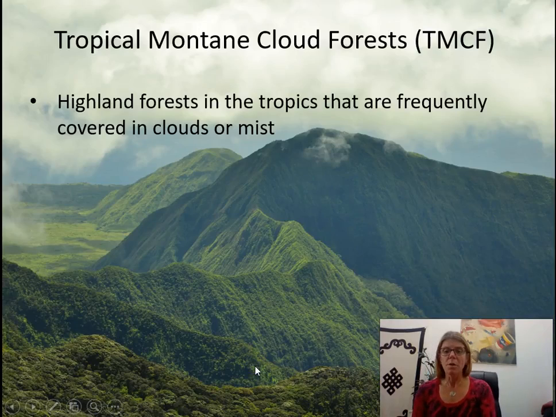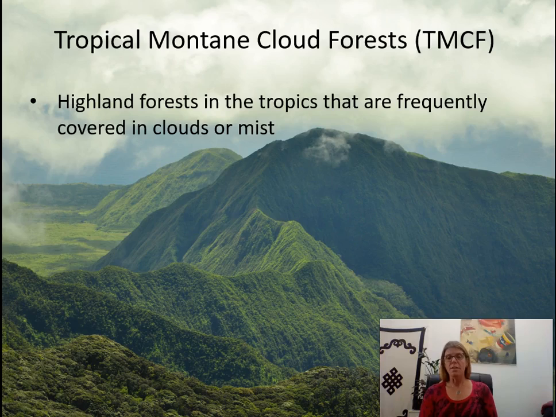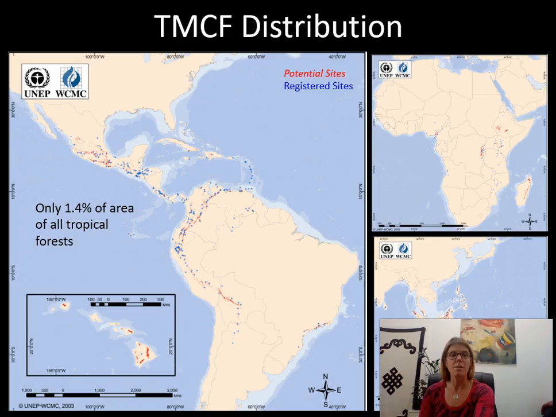And so this project is focused on the tropical montane cloud forest. So first, just a little introduction about that forest type. These are highland forests in tropical regions, and they're frequently enshrouded in clouds or mist. So they have a very unique microclimate and a very unique vegetative composition as a result. For those of you who are from the Pacific Northwest, it looks pretty similar to the forest in the Olympic Peninsula, although there's a lot more vascular plants up in the canopy than you would expect in the Pacific Northwest.